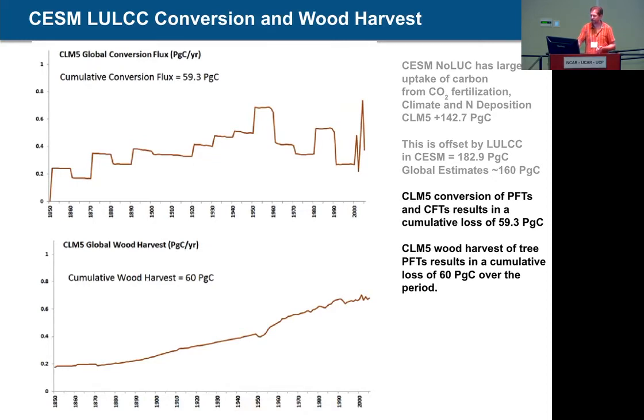And here we have the concept of the conversion flux, where we're doing deforestation, as opposed to wood harvest fluxes, where you're going in, taking carbon out, but you're leaving it as a forest. It's just now a forest that's been logged and then regrows. So we have these two components represented, and you can see they're both roughly about 60 petagrams of carbon.